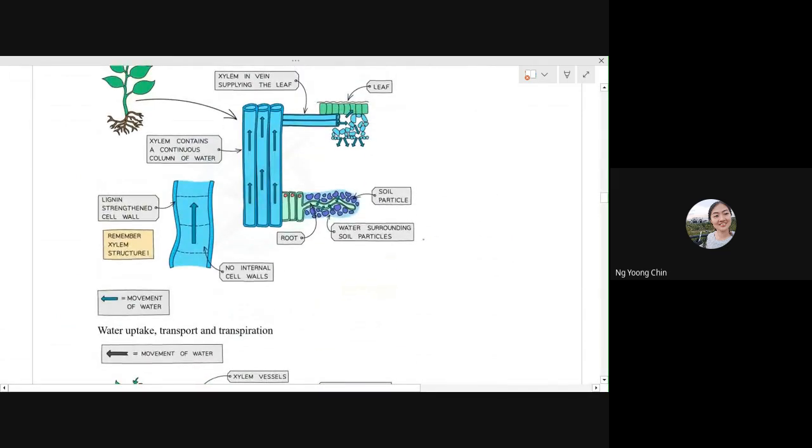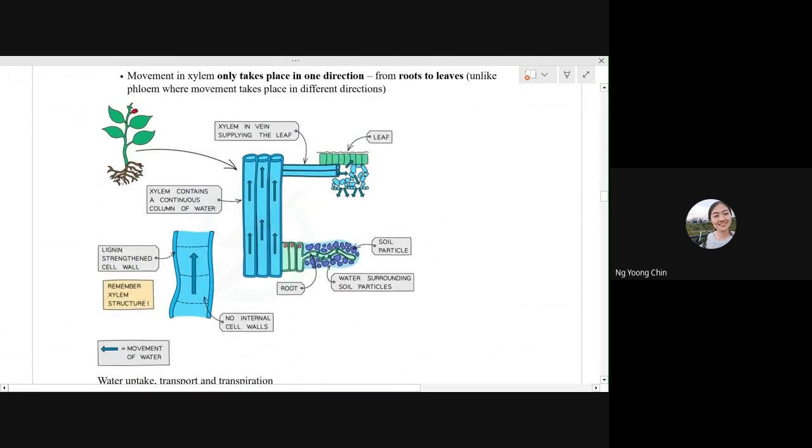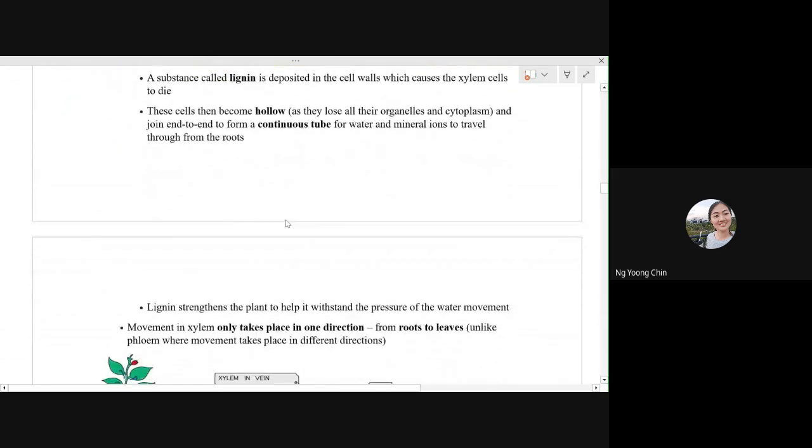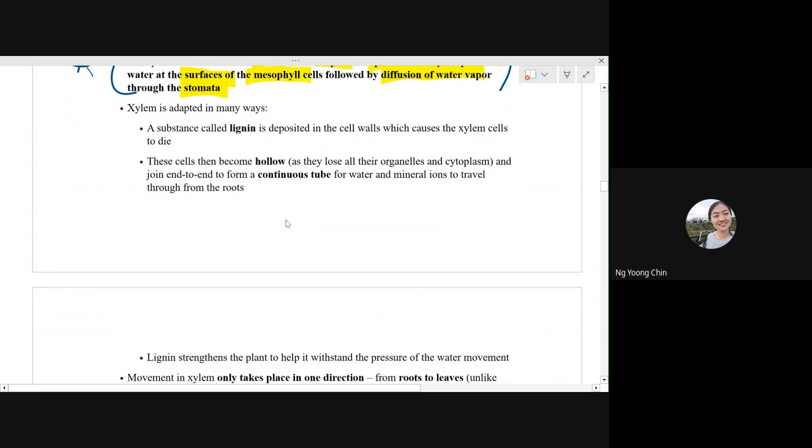Once the water travels up from the root hair cell to the root cortex cell until it enters the xylem vessel in the root part, and then goes into the stem part and gets into the leaf, right? So maybe we can talk about the xylem vessel first, because the xylem vessel is a very important structure that helps in the transpiration process.